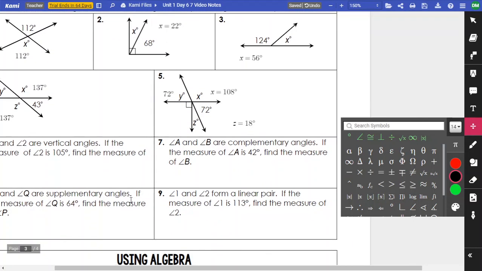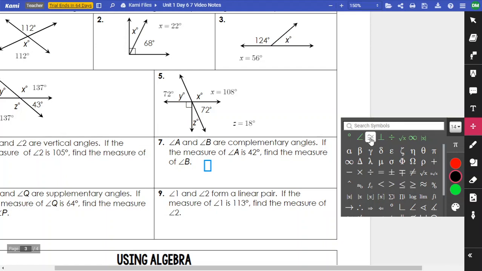Okay, so A and B are complementary angles. This is where knowing your vocabulary really comes in handy. The measure of A is 42. We want to find the measure of B. So, since A and B are complementary angles, what do they have to add up to? They'll add up to 90 degrees.